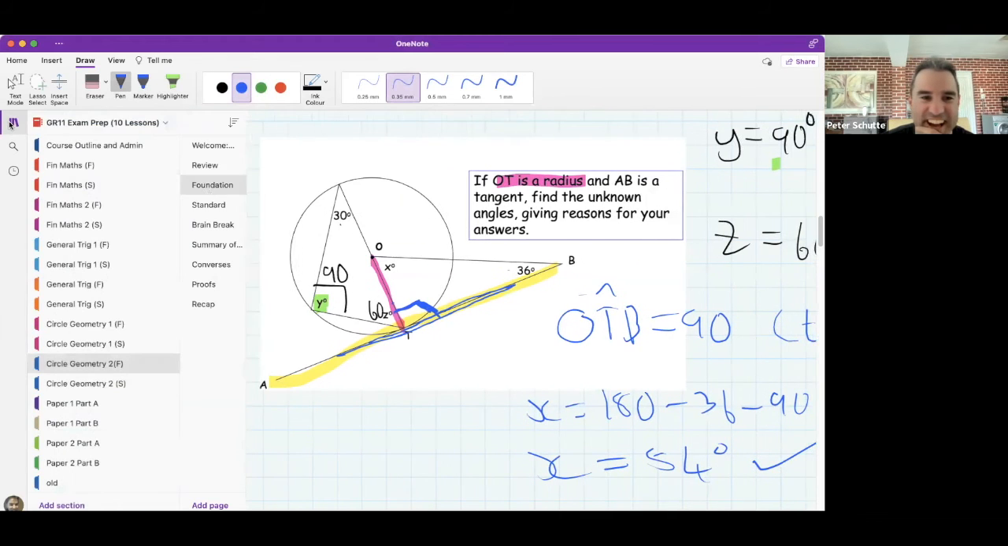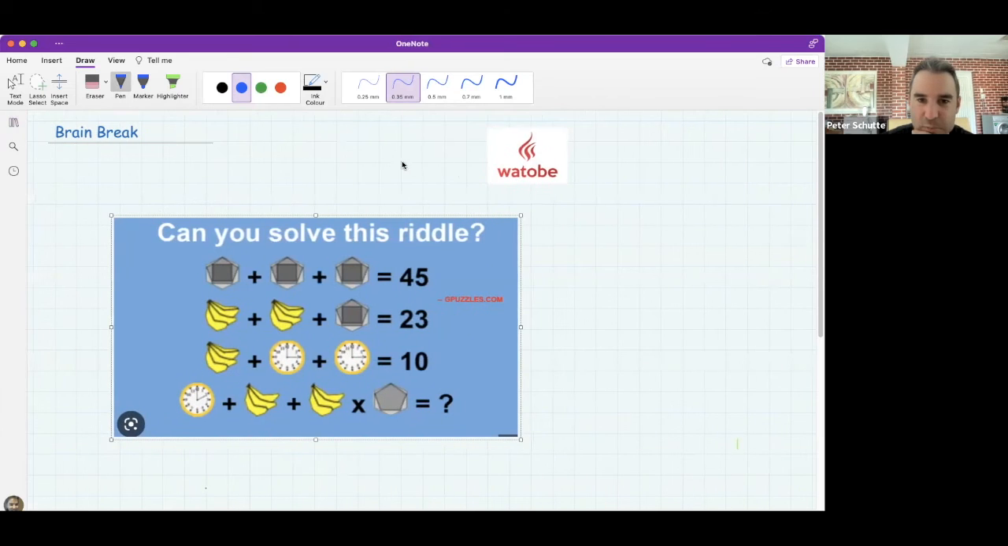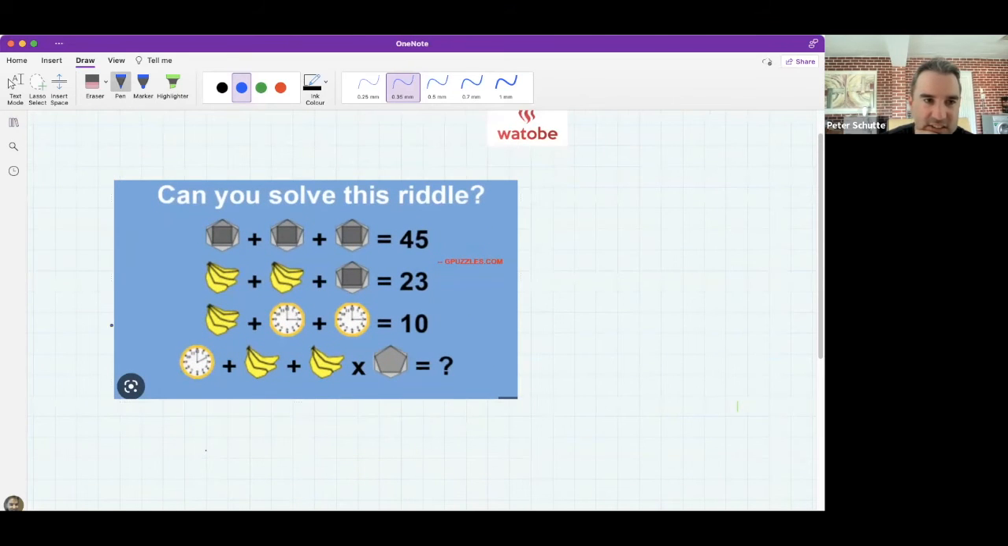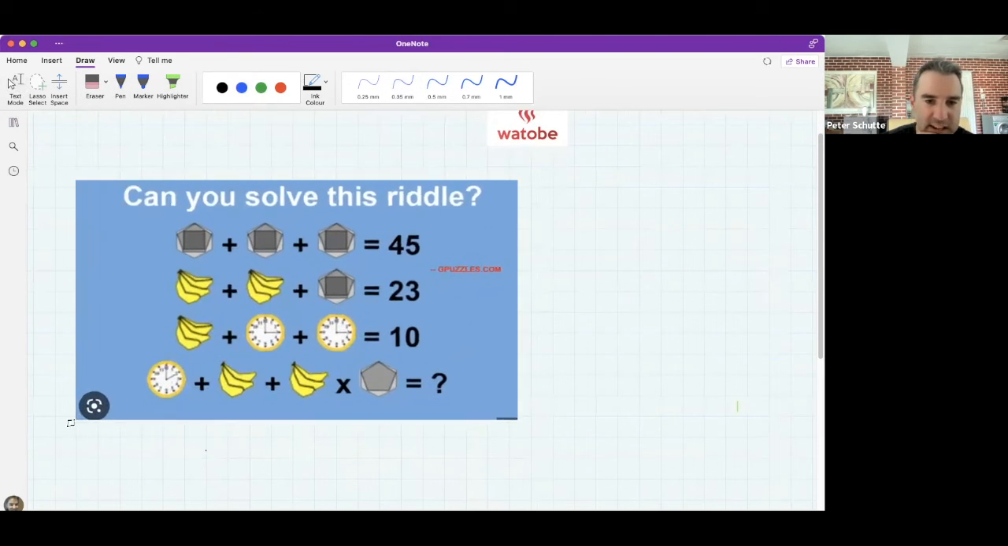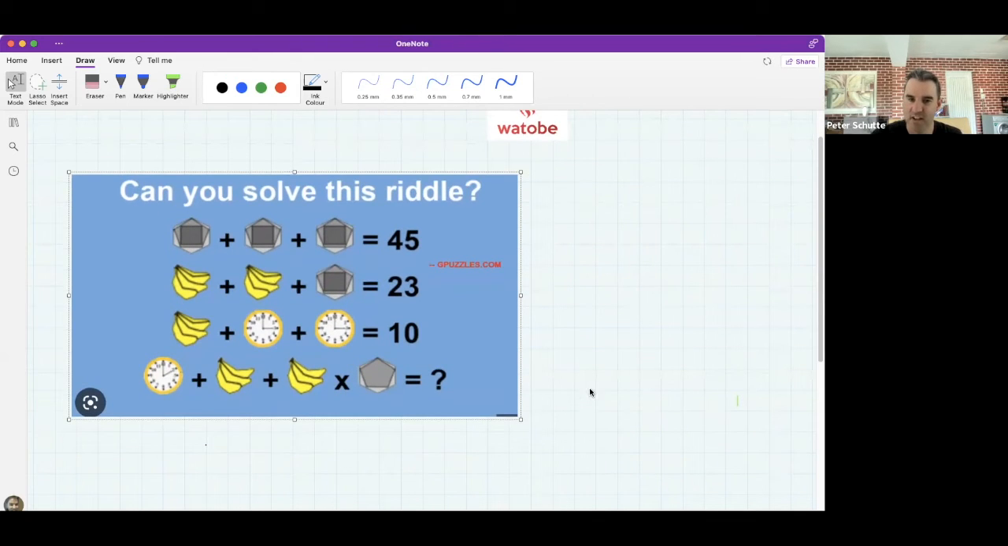Okay. Yes. Now, let us go to a brain break. So today's brain break is the following. I would like you to tell me what a clock plus 2 sets of bananas times whatever that funny looking thing is. And if you've got the answer, you can pop your hand up and let me know, and I'll confirm it for you, or you can let me know in the chats. Just give your brain a chance to wander for a minute or two and try and figure out what this is going to be.